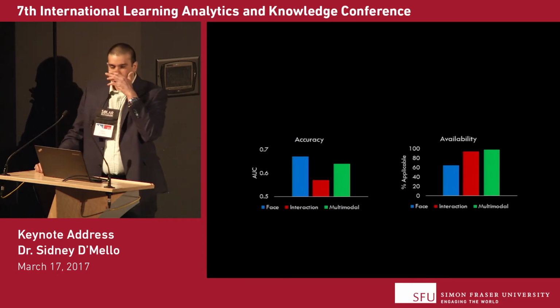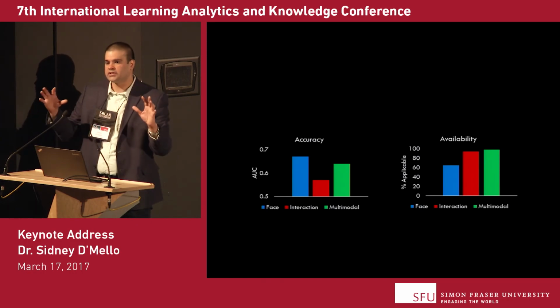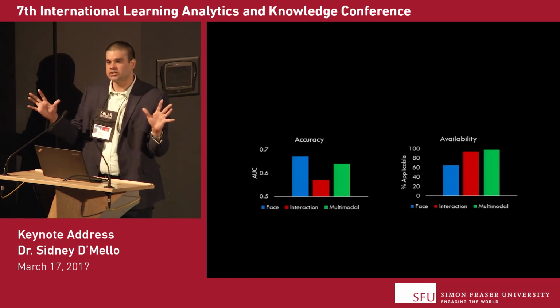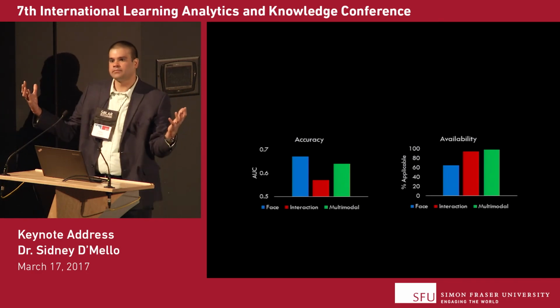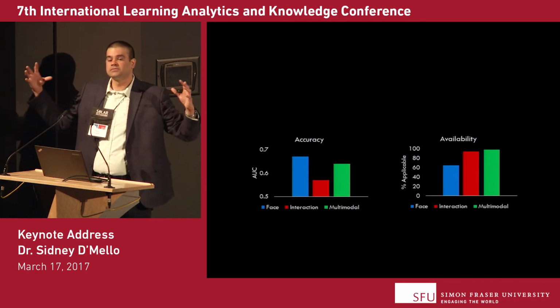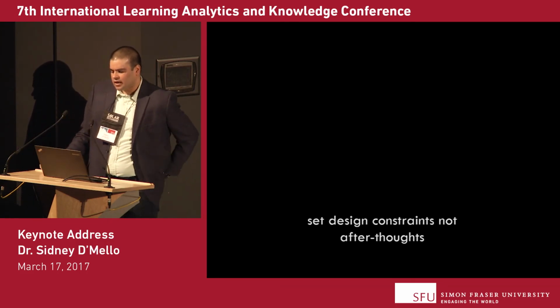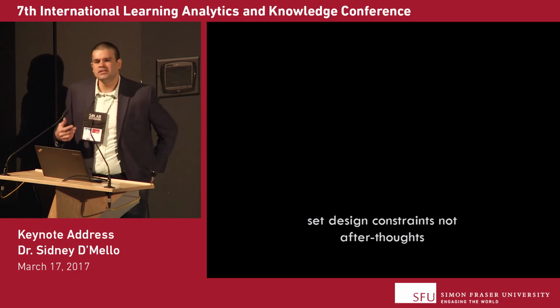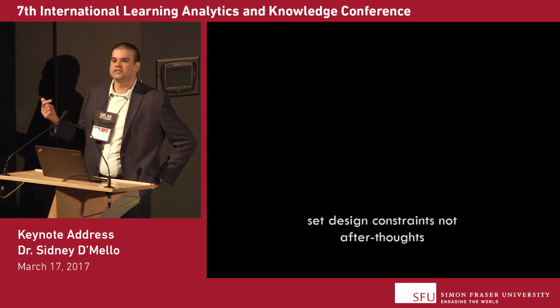So in terms of multimodality, accuracy is one thing. And if you get a boost in accuracy, for example, in affect detection, you're almost guaranteed to get about a 4% boost in accuracy on average looking at multimodal, if it's naturalistic data. But there's much more than just looking at accuracy. Some last thoughts, just from my own experiences. It is really important to set design constraints now rather than think of these as afterthoughts.